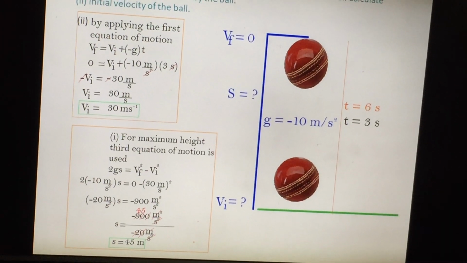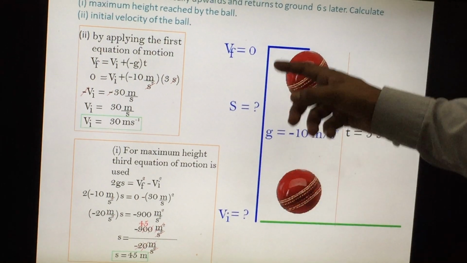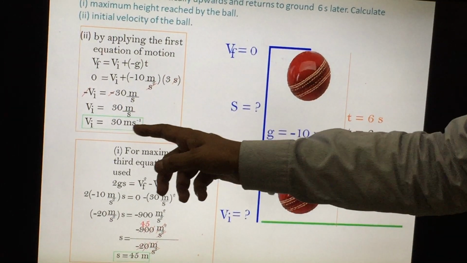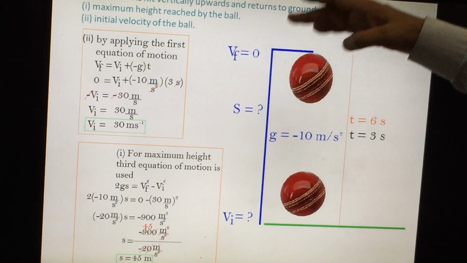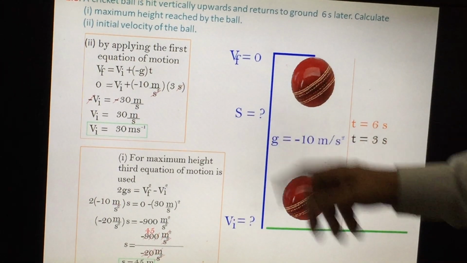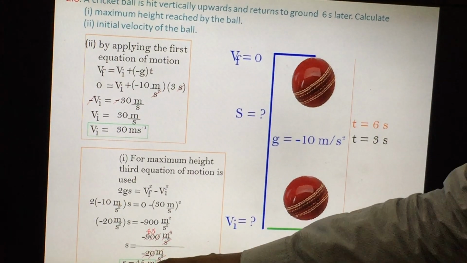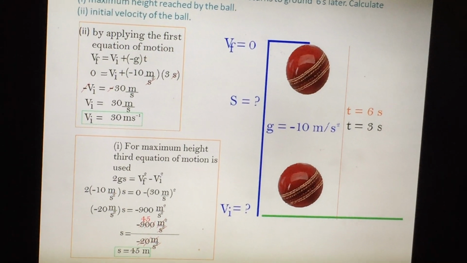So students, you know that when you apply the force at 30 meter per second, it will take 3 seconds to go up. When it stops up there, the total distance your ball will cover is 45 meter. Right?